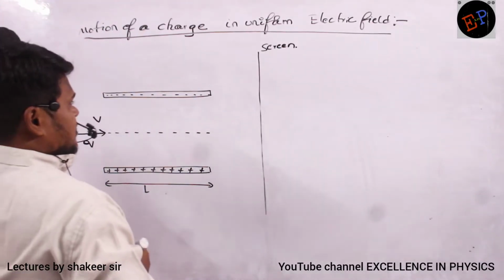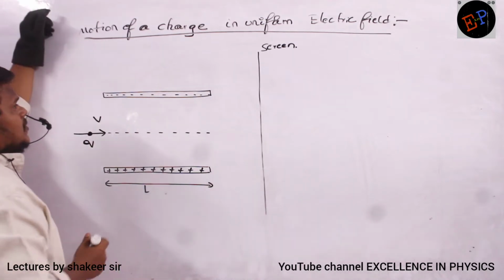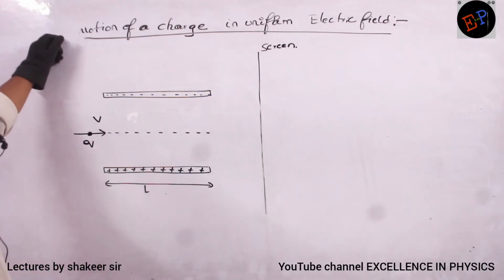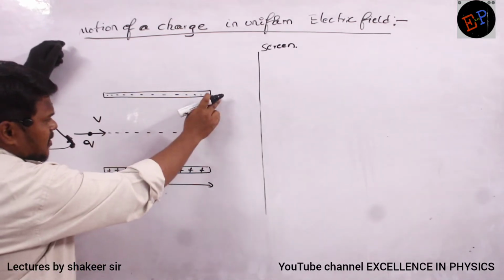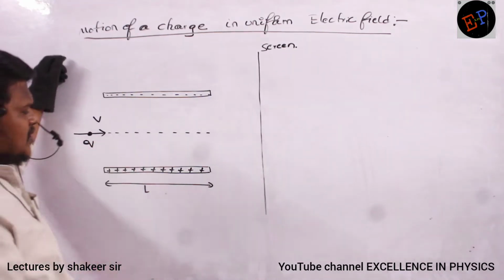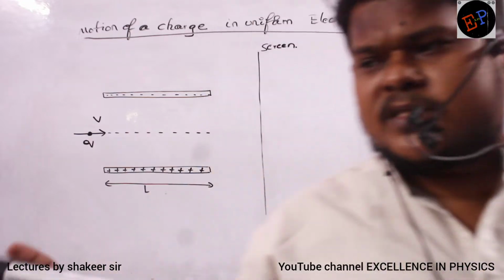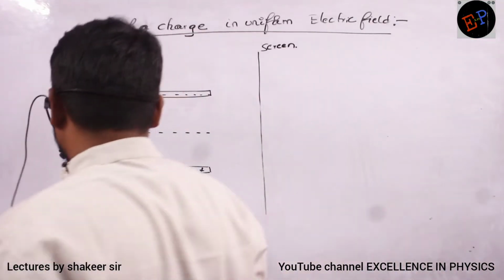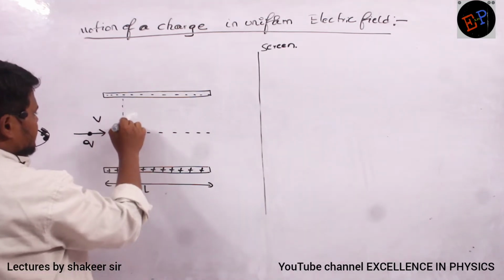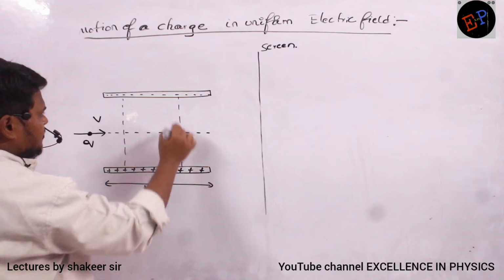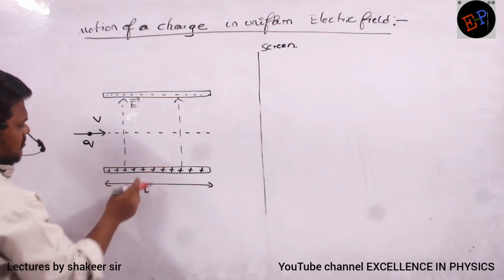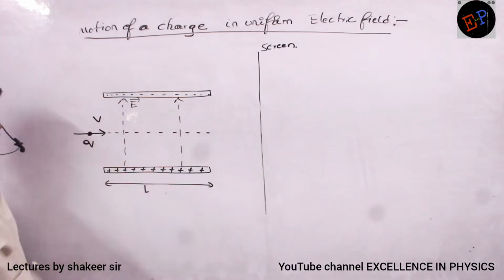Sima, the next topic which we are studying is the motion of a charge in a uniform electric field. Clear, ma? This is a negatively charged plate and this is a positively charged plate. Now can you say what will be the direction of the electric field? Positive to negative. Clear, no? So the direction of the electric field will be in this direction. Electric field is present.